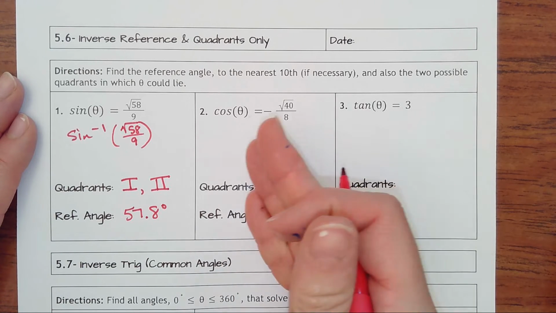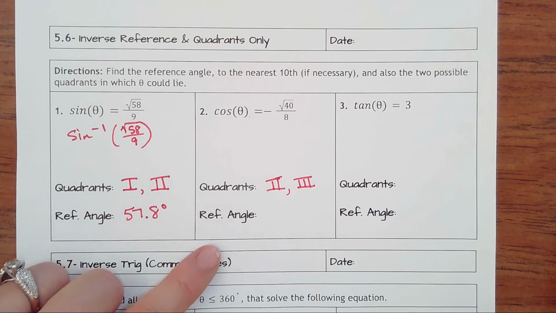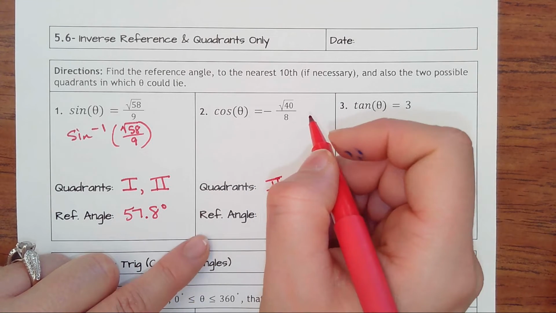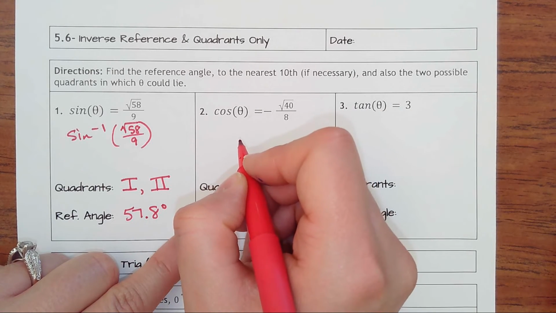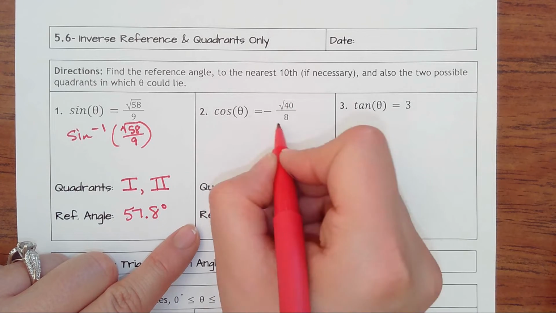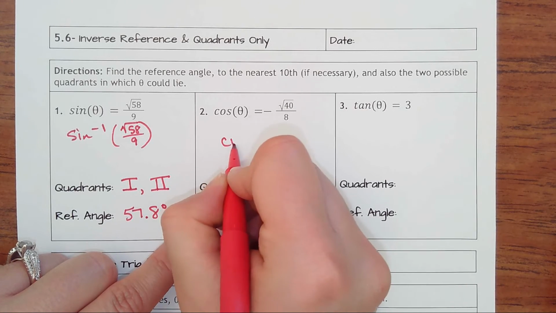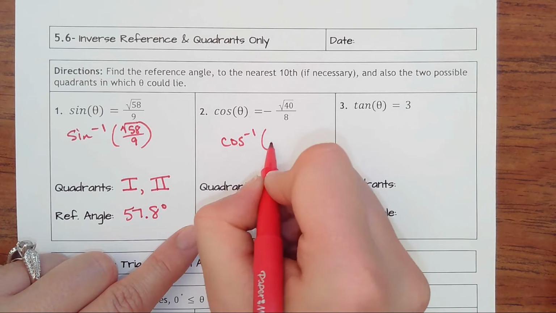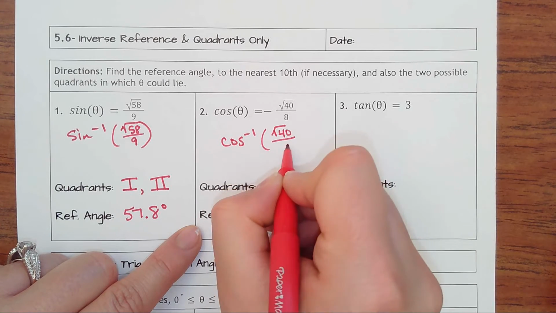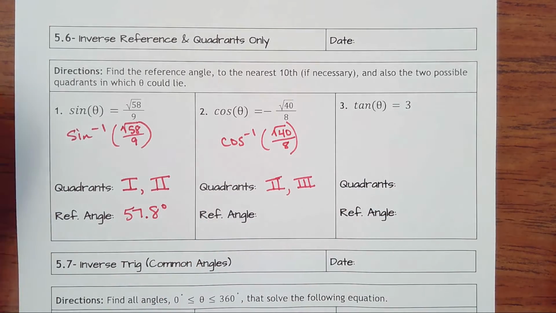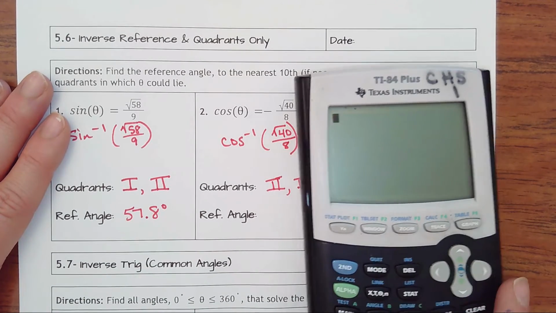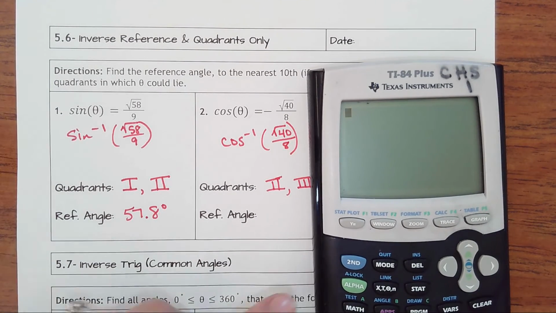Okay, think of x values going to the left. Reference angle. I would not use the negative. When I use a reference angle, I use the positive of this answer. So we'll do inverse cosine of just square root of 40 over 8. And the reason is it just gets confusing sometimes. It'll get the same number, just tell you it's a negative. I'd rather just know what the reference angle is.